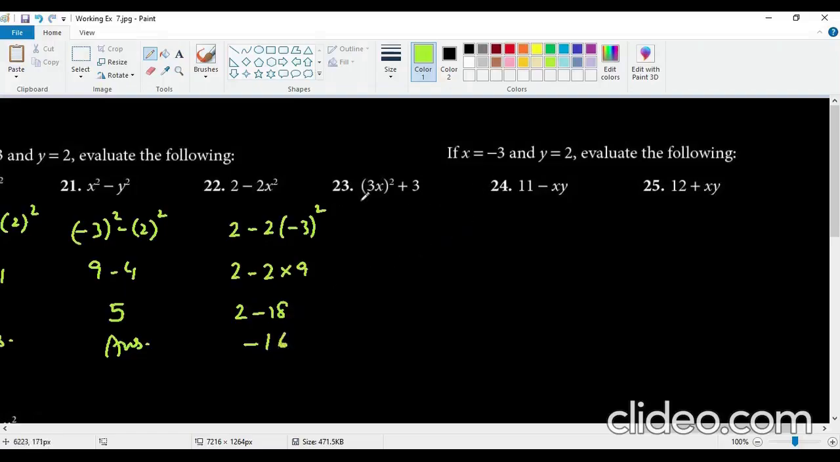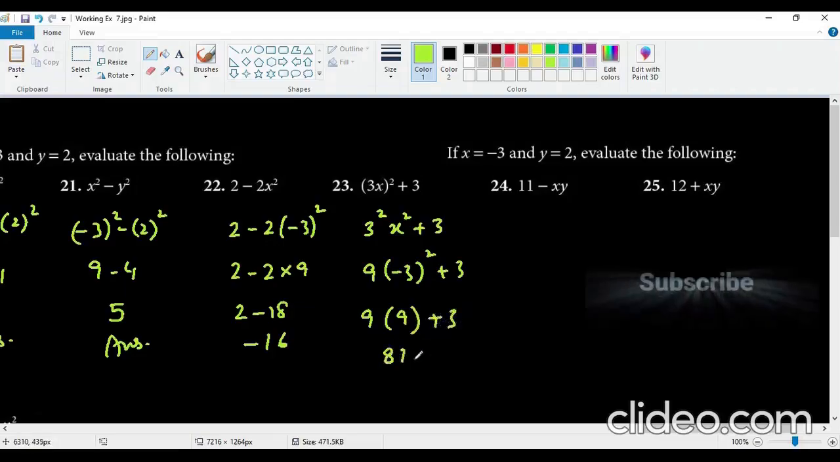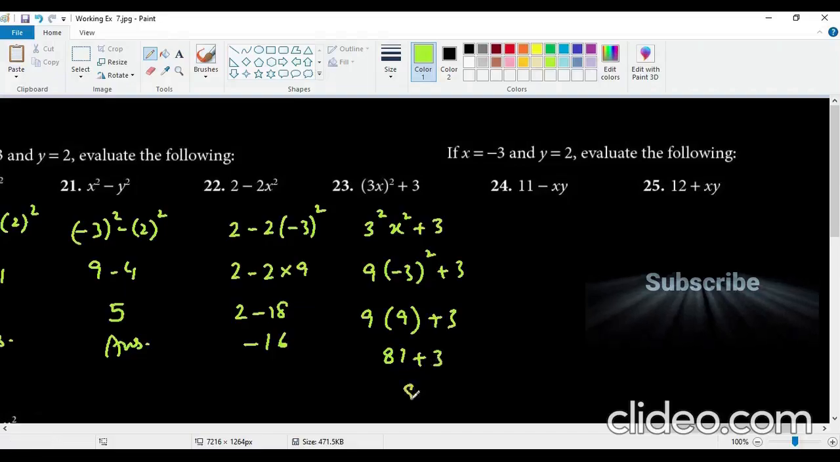Now the value of 3x is multiplied by itself. That means 3 square and x square plus 3. You can write this way also. So this is going to give you a 9, and the value of x is negative 3, plus 3. So this is going to give you a positive 9 plus 3. 9 times 9 is 81, plus 3 is going to give you 84.